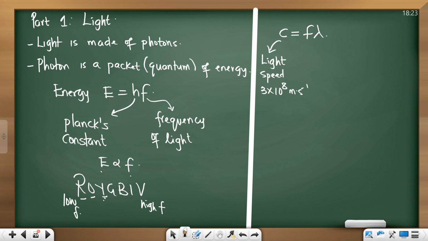Okay. All right. Now, yes, V is the speed of sound waves. C is the speed of light waves.